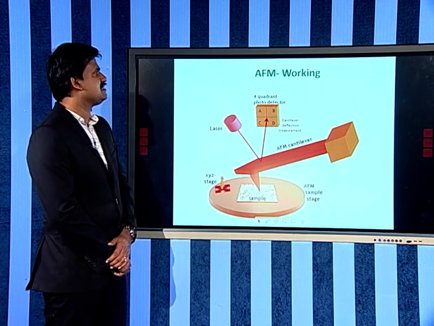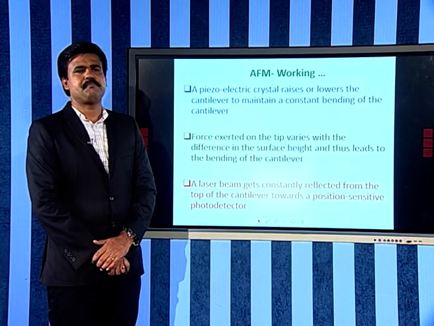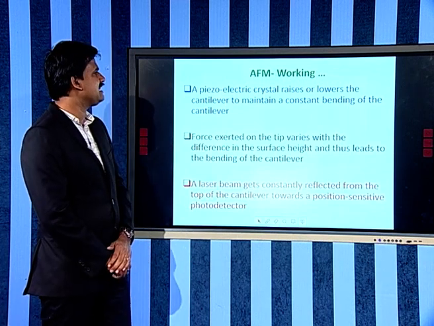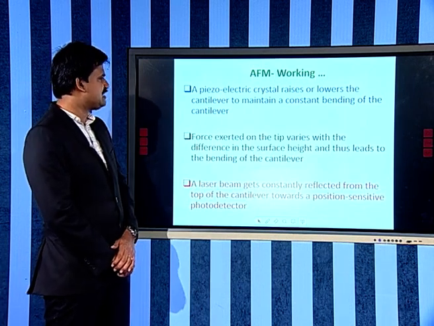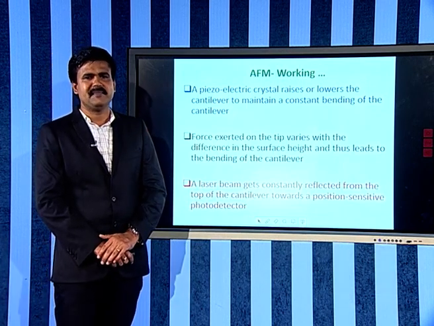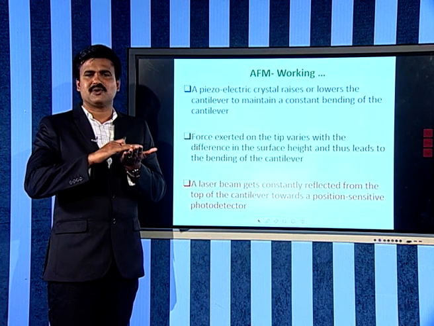The picture represents the working of AFM. Here you can see the AFM cantilever, a laser beam, and a detector, simply known as a four-quadrant photodetector. Now we can enter into the working of AFM. A piezoelectric crystal raises or lowers the cantilever to maintain a constant bending of the cantilever. The force exerted on the tip varies with the difference in surface height and thus leads to bending of the cantilever. It is clear that the surface of the sample is not at all smooth.